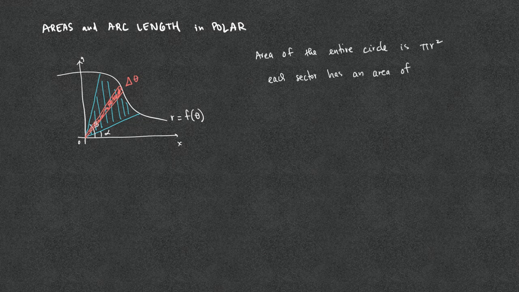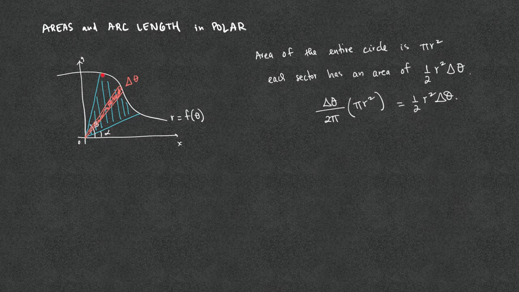The area of the entire circle is pi r squared. Each sector has an area of 1/2 r squared delta theta. This can be seen by proportion. The sector has an angle of measure delta theta out of the entire 2 pi, so it has an area proportional to the area of the entire circle. Simplifying this, we would have 1/2 r squared delta theta. If the sector is small enough, each sector is approximately the sector of a circle.